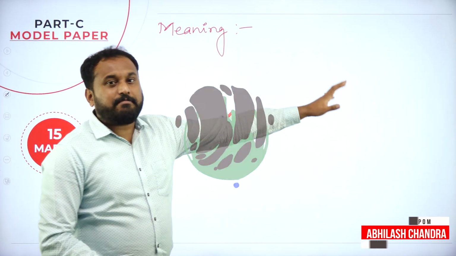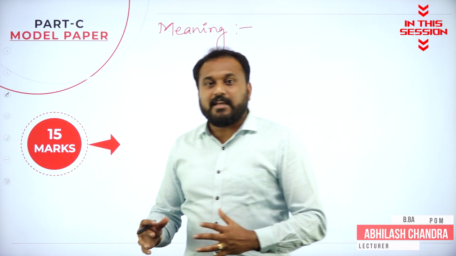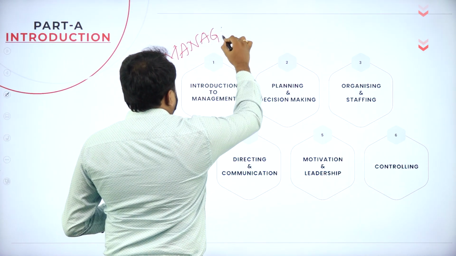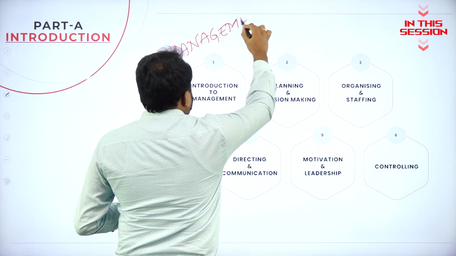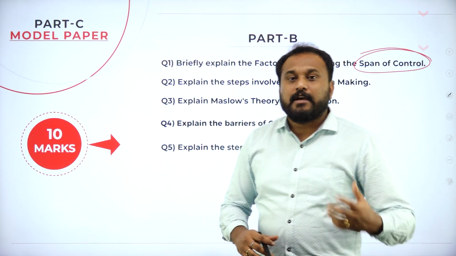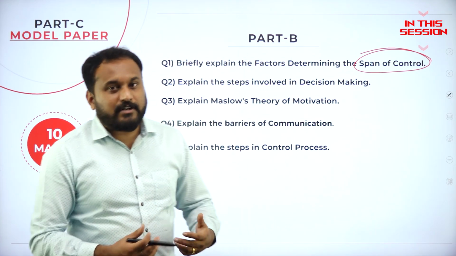Write the meaning of management. Management is an art of getting things done through others efficiently and effectively. All these things will actually come here. Management. Right? Now, management is all about what? Getting things done. How many people you are supposed to control and how many people will be taking orders from you, that is all the span of control is all about.